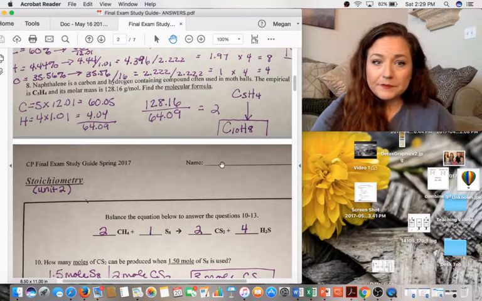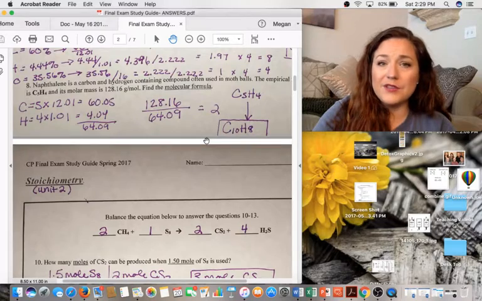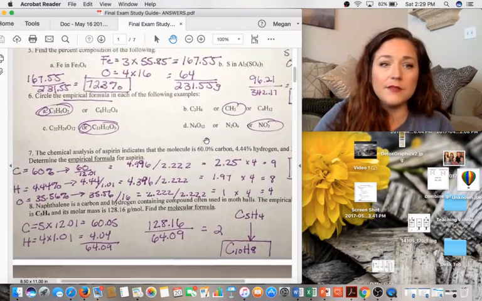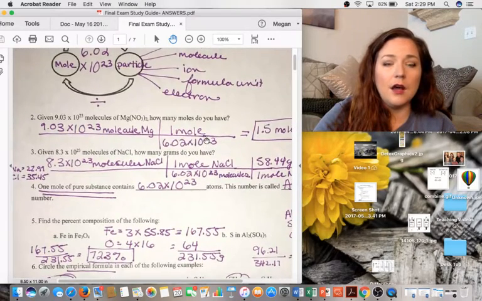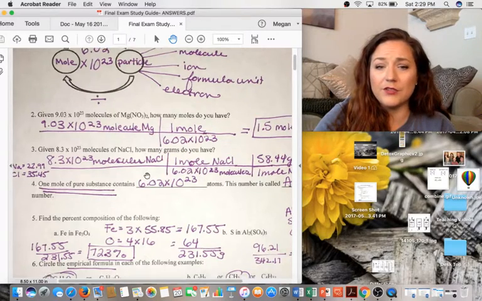All right, that is for moles. For the whole unit, that is what you need to know for your test. I would definitely focus on each of these math problems. I would focus on understanding and remembering 6.02 times 10 to the 23rd for Avogadro's number.